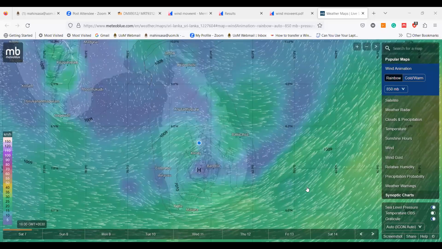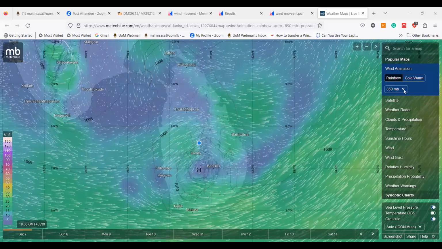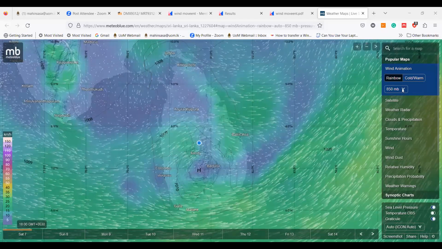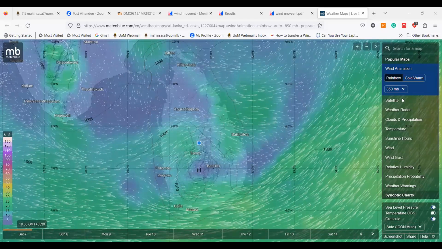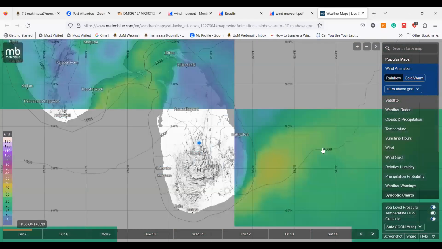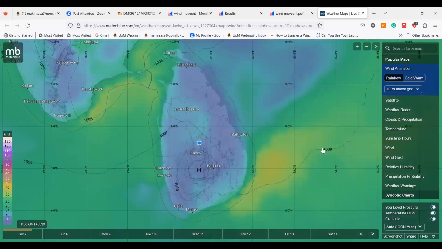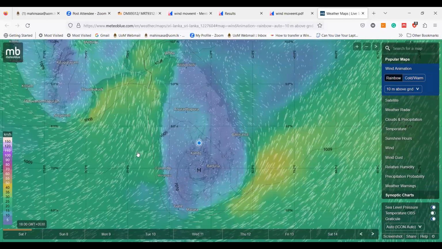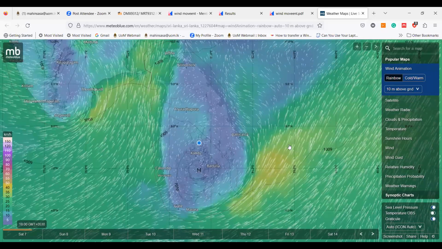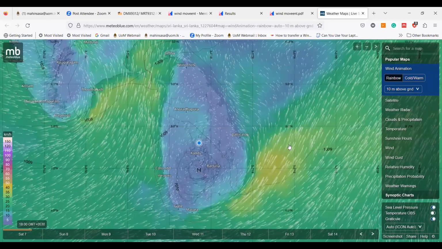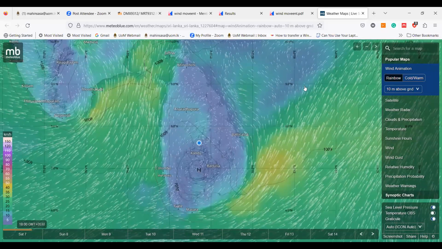You can see the present animations. Here we can change the level of that line. Let's go to the 10 meter height wind speeds in the present situation. All things are parallel with the isobars. Okay, shall we move forward?